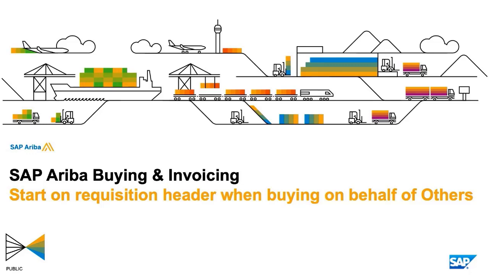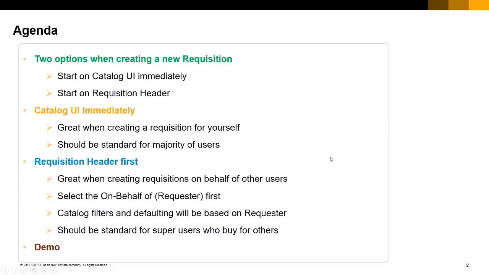In this video, we will show how to set up the preferences for a user to decide on whether to start creating a new requisition by going to the catalog UI as the first UI or to go to the requisition header as the first UI. There are two options when creating a new requisition: starting on the catalog UI immediately or starting on the requisition header. Starting on the catalog UI immediately is great when you're creating a requisition for yourself.